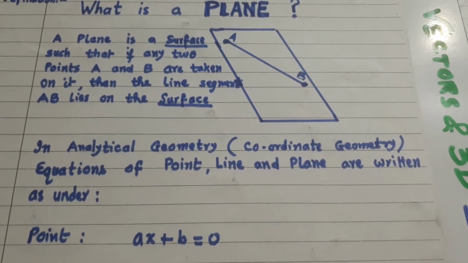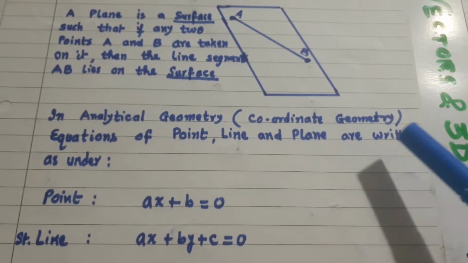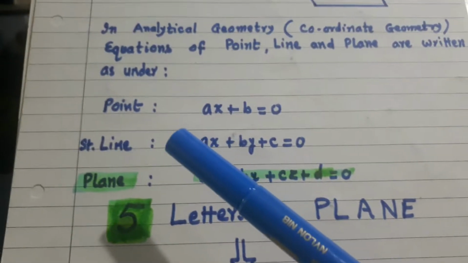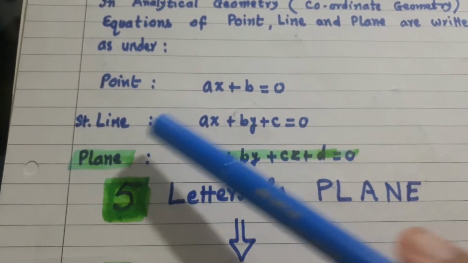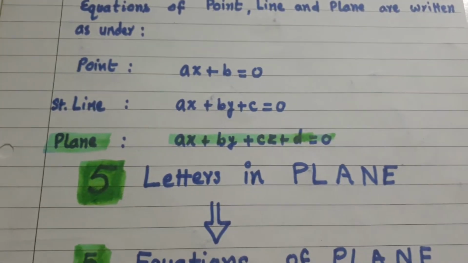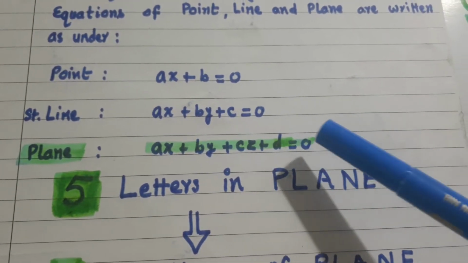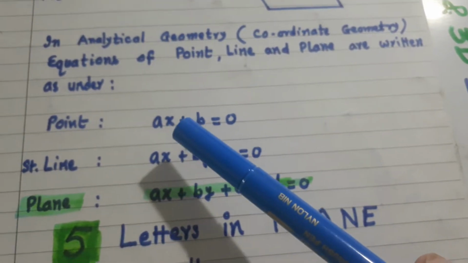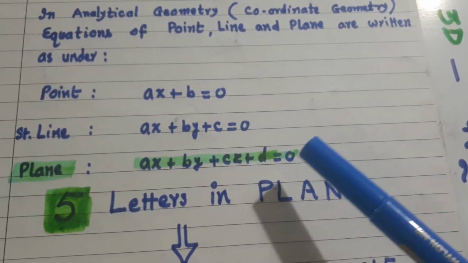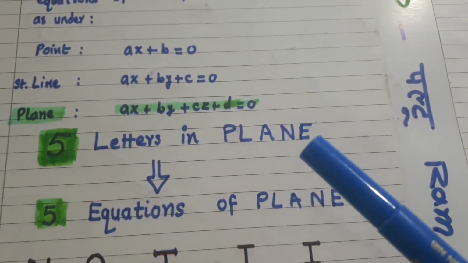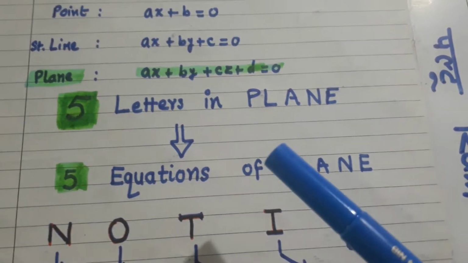In analytical geometry, that is coordinate geometry, equation of point, line and plane are written as under. Point is written as AX plus B equal to 0. Straight line is written as AX plus BY plus C equal to 0. And plane is written AX plus BY plus CZ plus D equal to 0. देखिए पॉइंट में सिर्फ x है, लाइन में x और y है, प्लेन में x, y, z है. 3D is there. So 5 letters in plane: 1, 2, 3, 4, 5. 5 letters are there in plane.